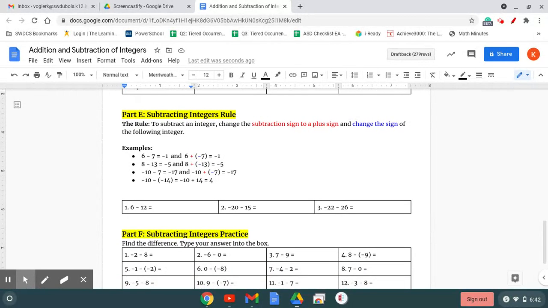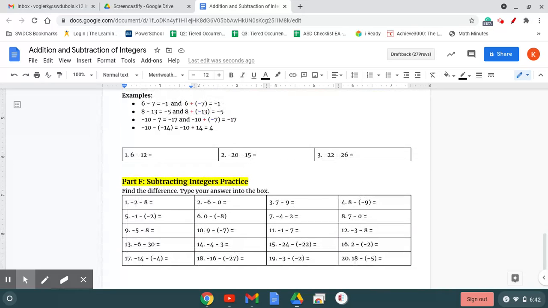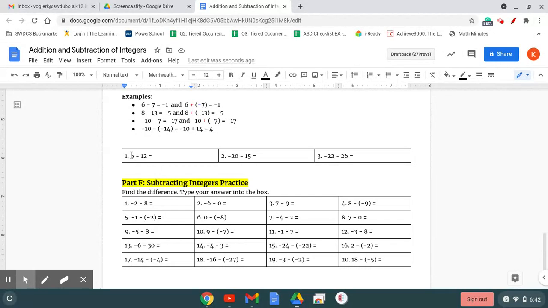All right, our next rule is going to be subtraction. But really, these are kind of the same as what we've been doing. So think about our rules from before. We look at number 1, we have 6 minus 12. So we have different signs. You subtract and keep the sign of the bigger number. So what's 12 minus 6? 6. And what number is bigger, 12 or 6? 12 is bigger. So our answer is negative 6. So 6 minus 12 equals negative 6.